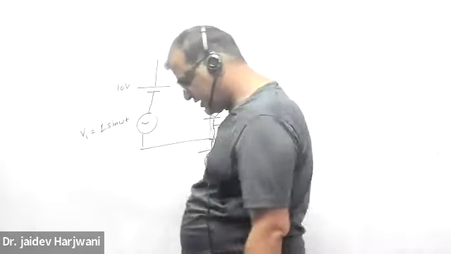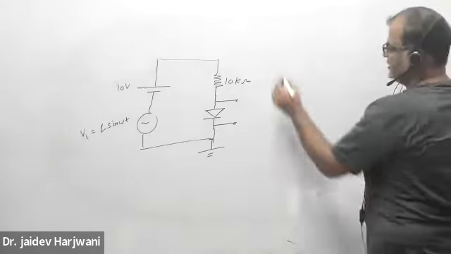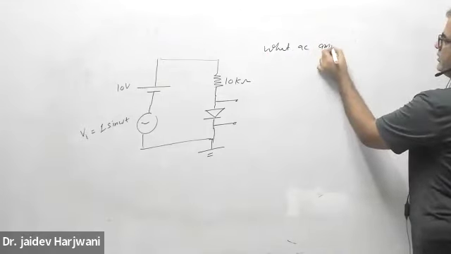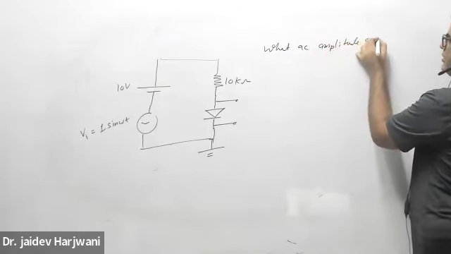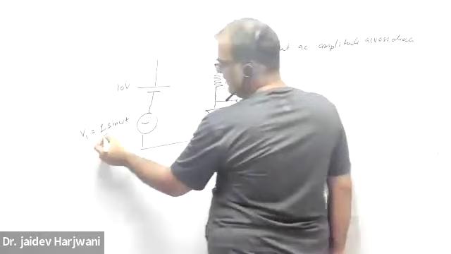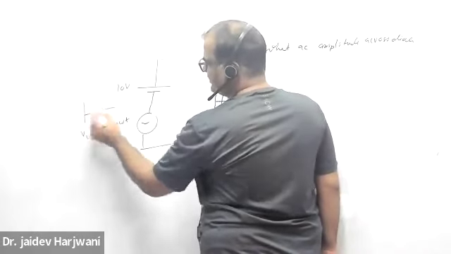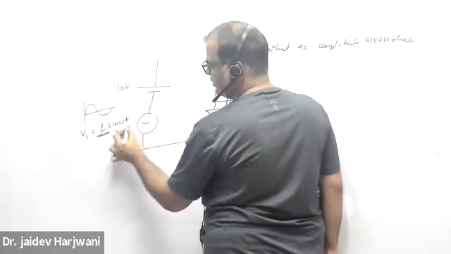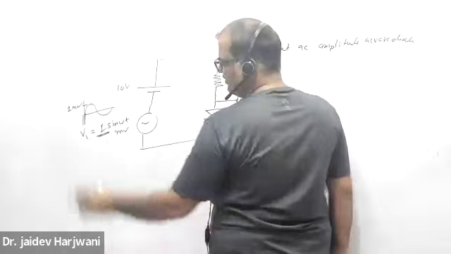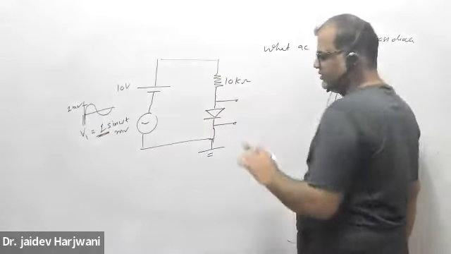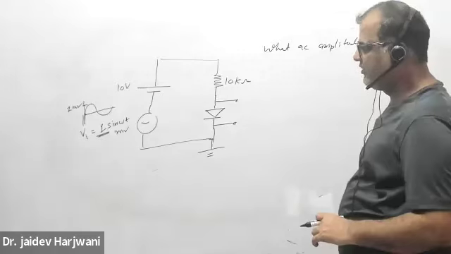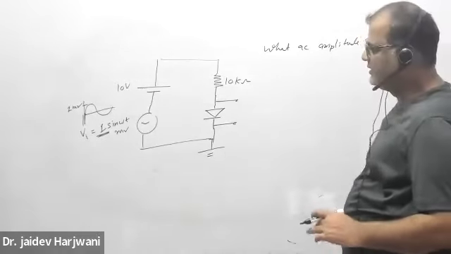Now the question is asking, what is the AC amplitude across diode? Amplitude means amplitude is 1. Here you are applying a small signal of 1 millivolt. This is a 1 millivolt peak to peak value. So when you apply 1 millivolt across the diode, what is the voltage? That is what is asked. So first thing, you will replace the diode by a resistance.